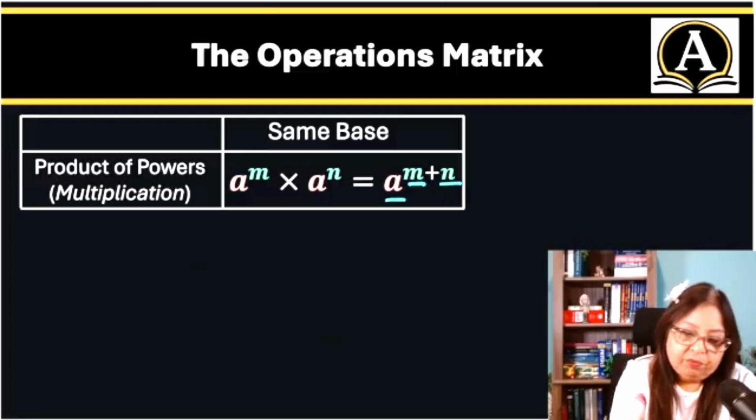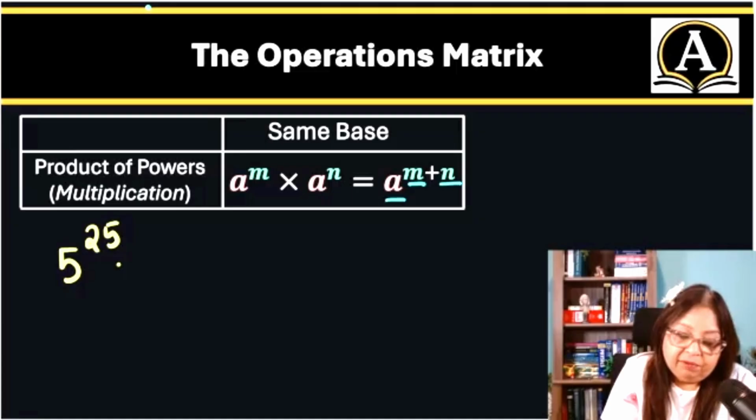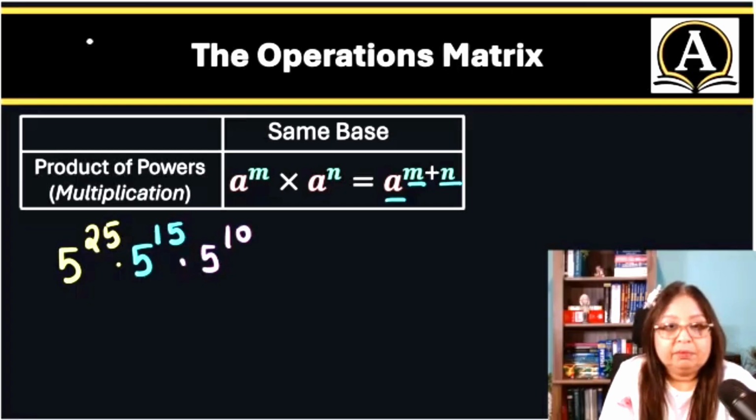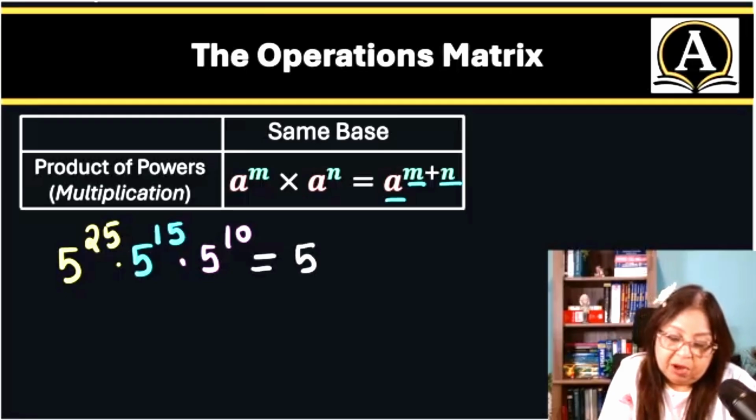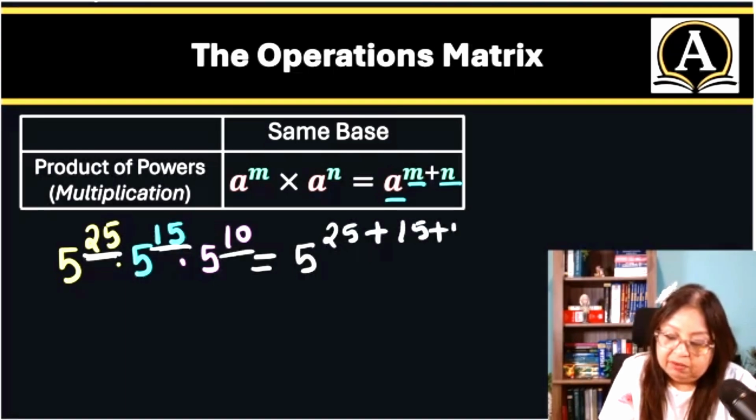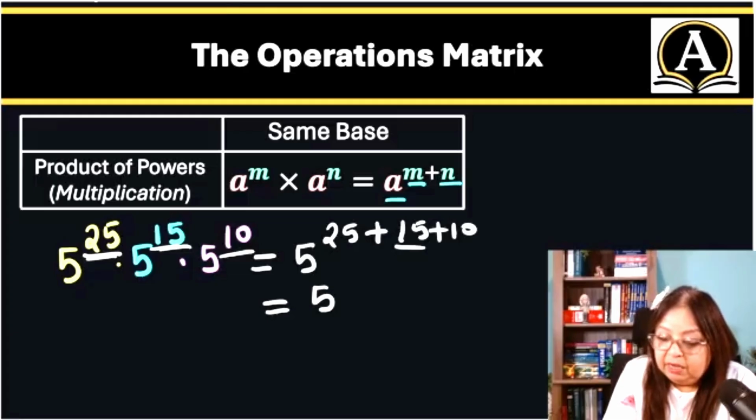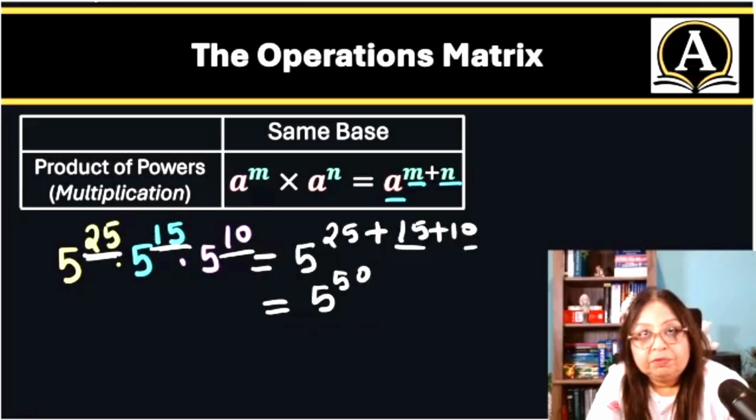If I have 5 to the power 25 times 5 to the power 15 times 5 to the power 10, then this could be simplified to 5 to the power 25 plus this 15 plus this 10. And that would be equal to 15 plus 10 here, that's 25. 25 plus 25 is 50. 5 to the power 50.